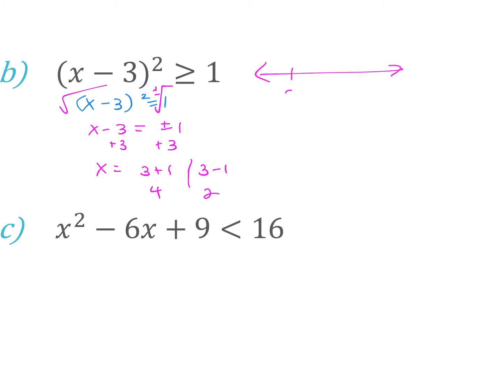Set up your number line. 2, 4. Take a number left of 2. If 0's in the range, I always grab it. It's easier. Plug it in to the beginning. So 0 minus 3 squared greater than or equal to 1. -3 squared greater than or equal to 1. 9 is greater than or equal to 1.